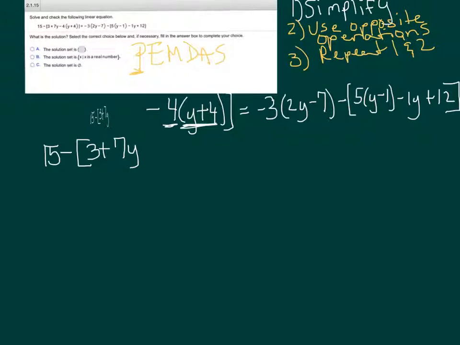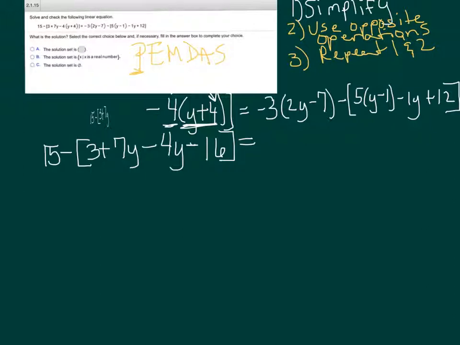Okay, so since we're going to distribute this negative 4, we'll have a negative 4 times y, so we'll write a negative 4y. And then we're going to take this negative 4 times this 4 out here. I'm going to take that times that one. So a negative times a positive is a negative, so we get a negative 16. So we've simplified a little bit, but we're not done, right?